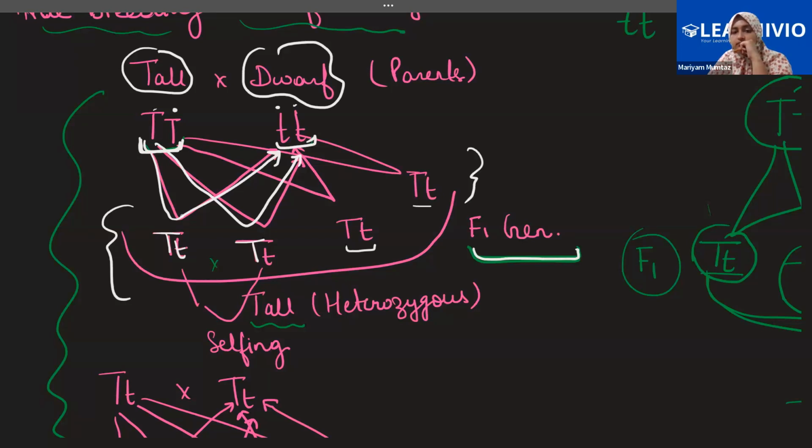Tall. All of them are tall, isn't it? Now, if I ask you what is the genotype, you would say they are heterozygous, because they have one dominant character and one recessive character.